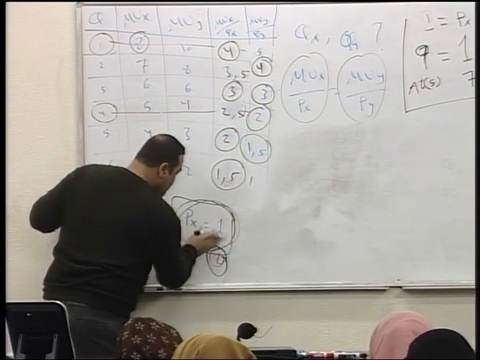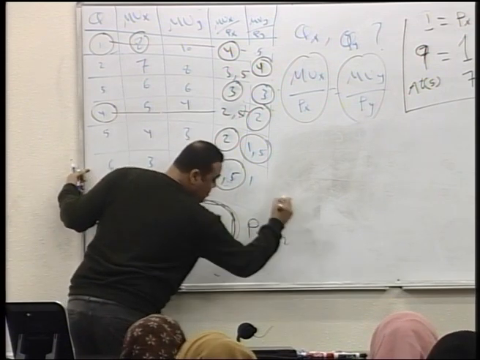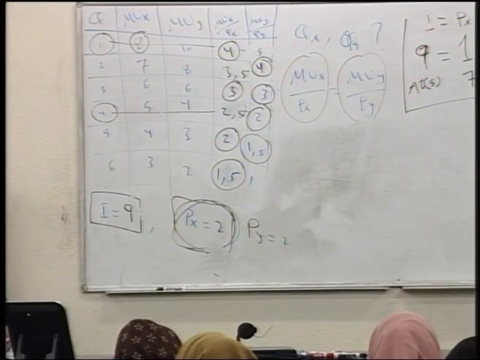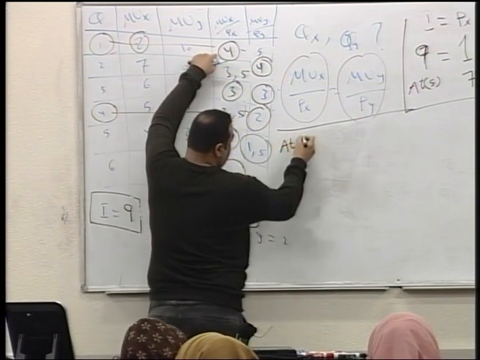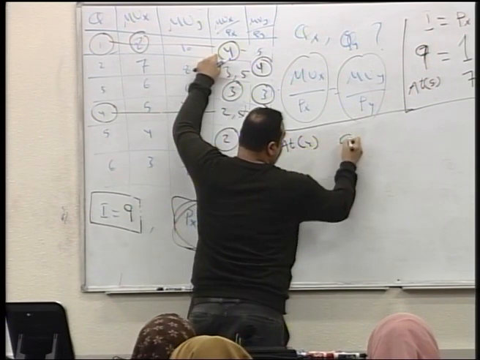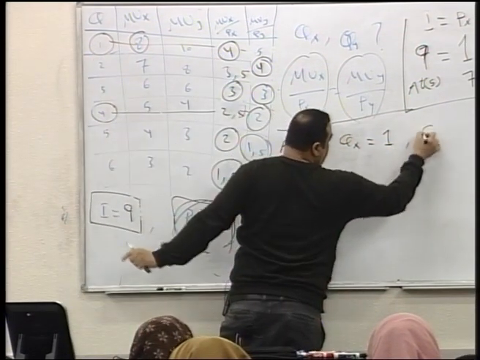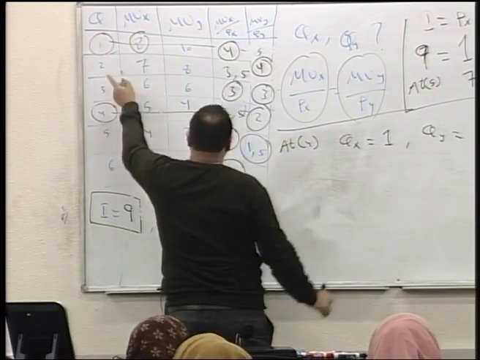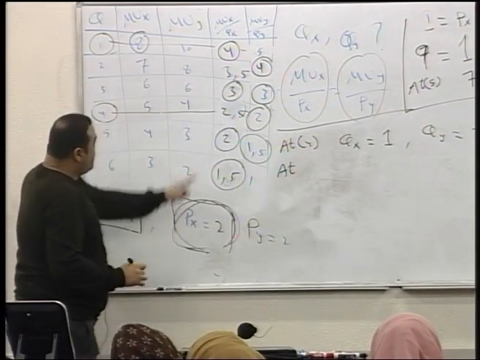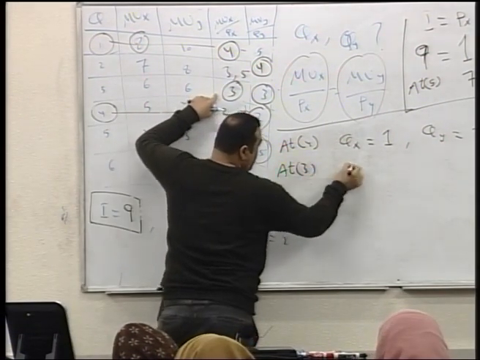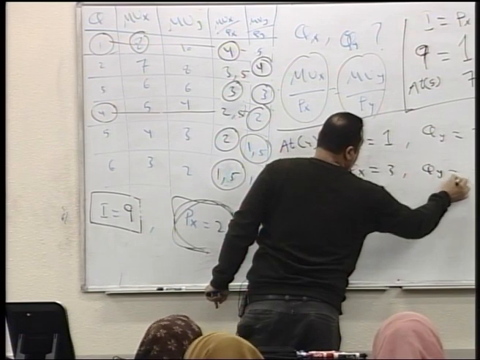Then, the new price of X is 2. Price of Y remains constant at 2. All right? So at 4 here, quantity of X equals how much? 1. And QY equals how much? 2. At 3, quantity of X equals 3. Quantity of Y equals 3 as well.